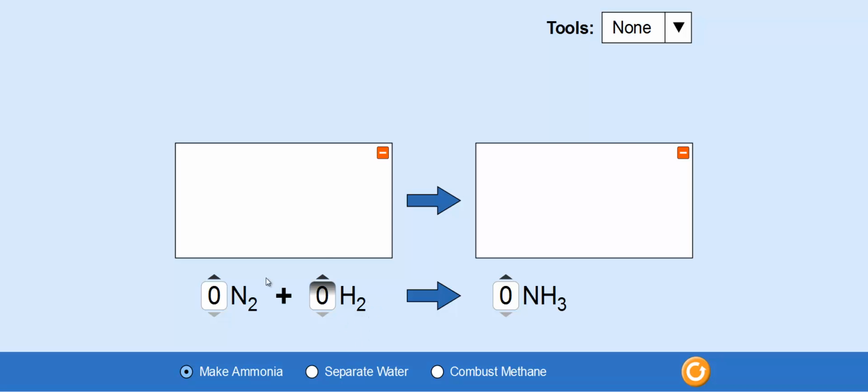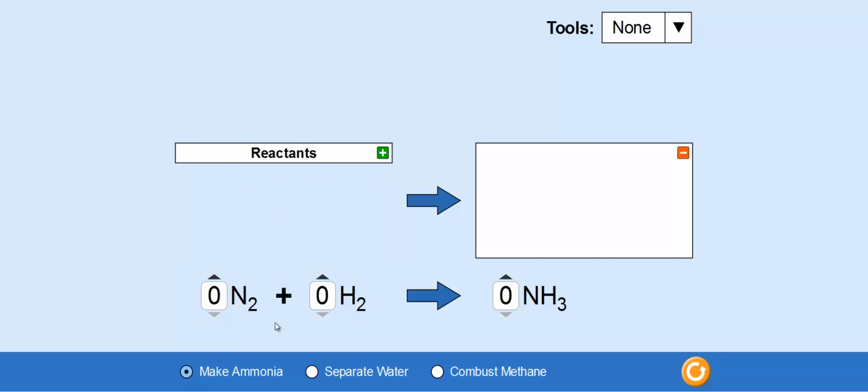Balanced means you have to have the same number of elements on this side as the same number of elements on the other side. The elements on the left side are called reactants, and what you get on the other side is the result, called the product. You mix these things and you get something totally different. We have nitrogen and hydrogen, and when you mix nitrogen and hydrogen, you get ammonia.